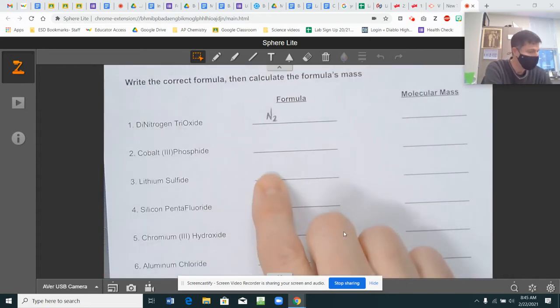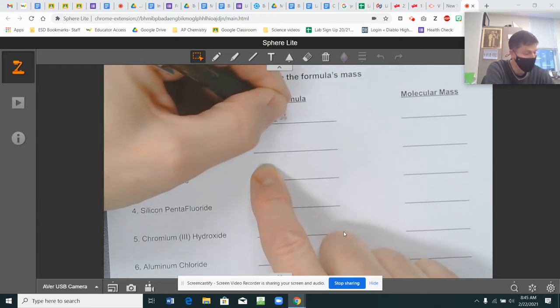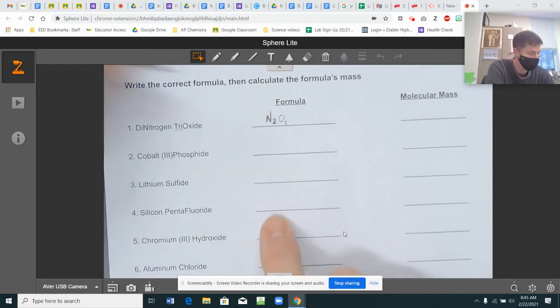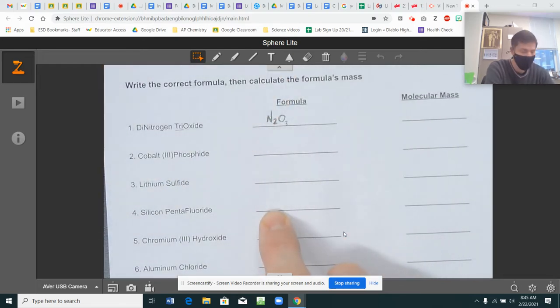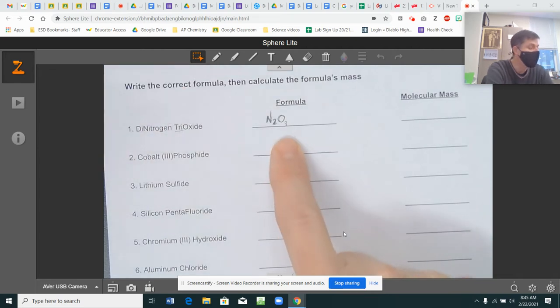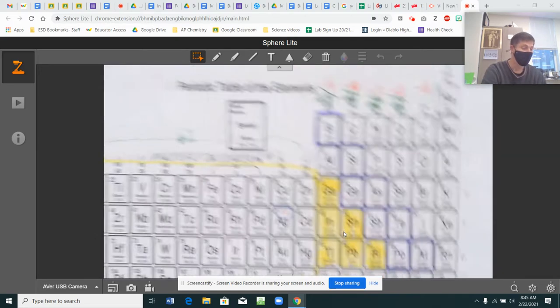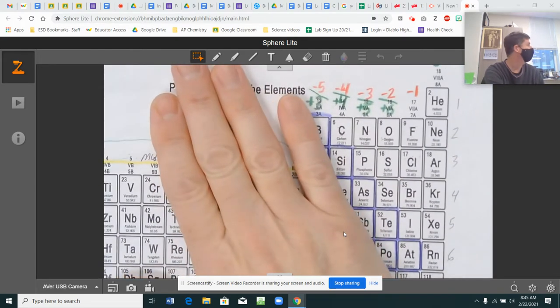Tri is what? 3. 3 what? 3 oxygen. So we're going to go O3. So we're okay on that one? Now, notice I didn't use charges, did I? Why? They're not metals. Yeah, they're both nonmetals, right?